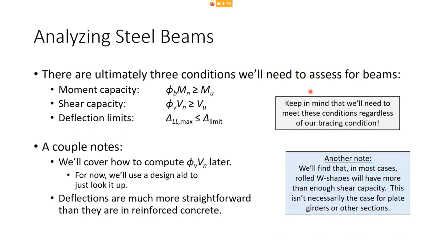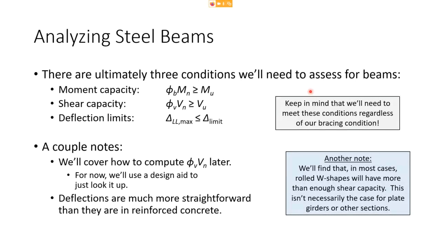Now, okay, so hopefully everybody's good with that so far. Again, if you have any questions, please throw them out in the chat. I want to make sure that we're clear on this. Whenever you analyze a steel beam, and by analyze I mean verify that the beam has adequate capacity, that it is performing adequately, there are three things that you need to assess. You need to make sure it has adequate moment capacity, you need to make sure it has adequate shear capacity, and you need to make sure it meets deflection limits.